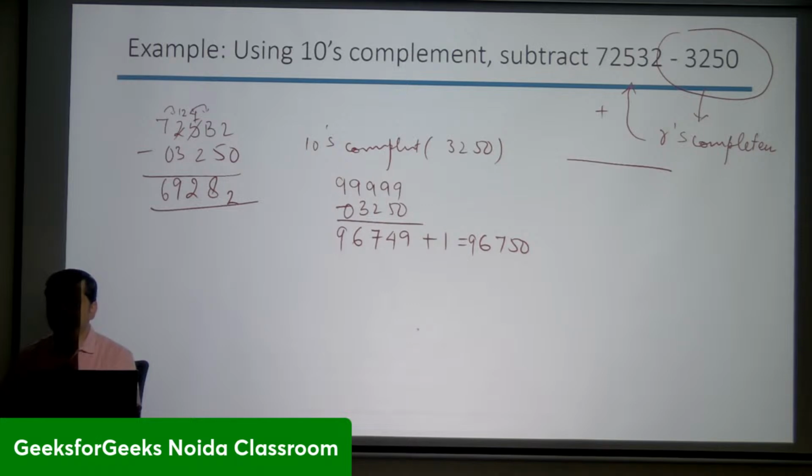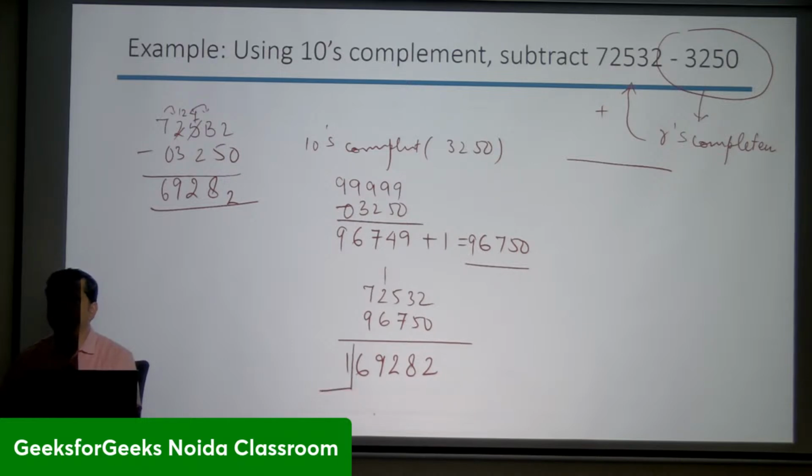So this outcome is going to be 96750. Is that okay? Now what we have to do, we have to add this particular number with 72532. So just add this 96750. If I add this, it is going to be 2, 8, 7 plus 5 is 12, 1 carry is there, 6 plus 3 is going to be 9, and 7 plus 9 is going to be 16. So here you can see that there is a 1 carry.